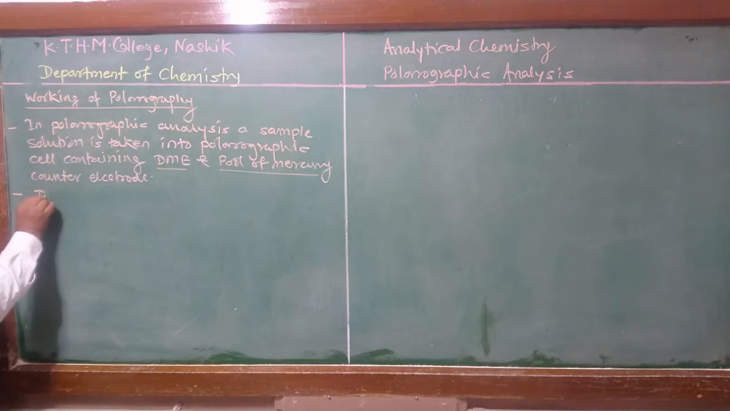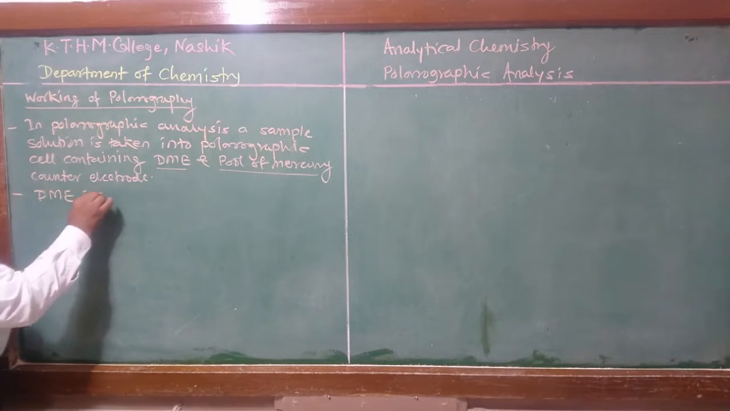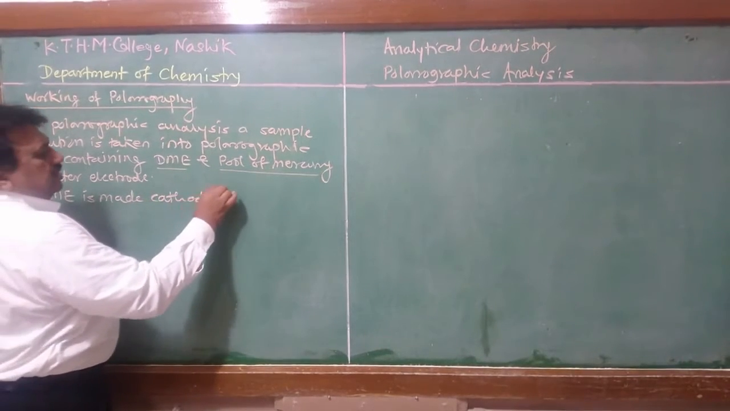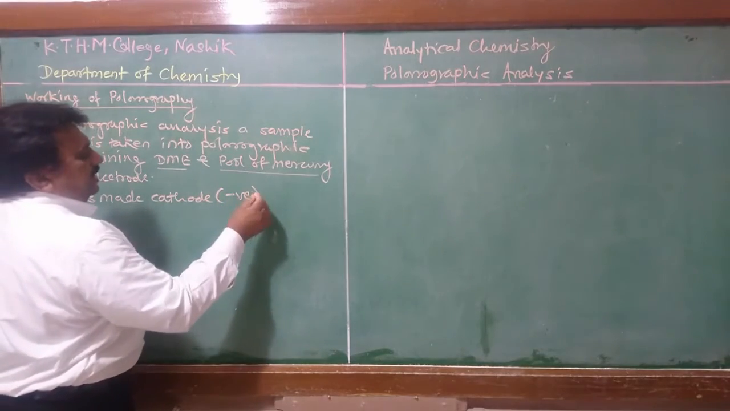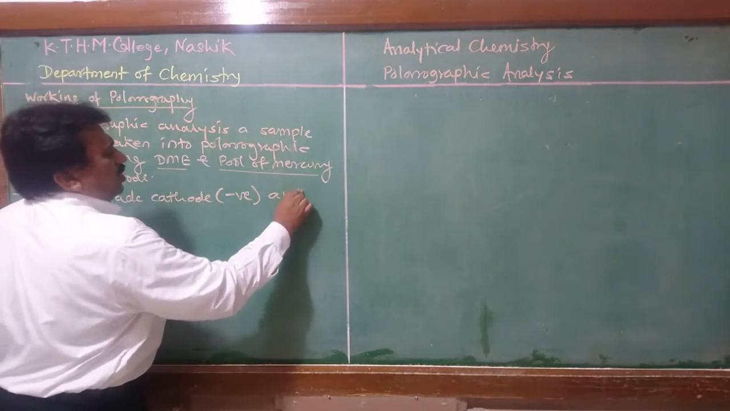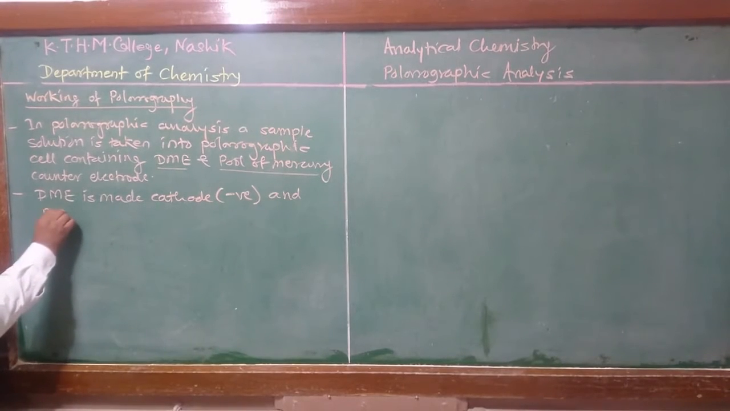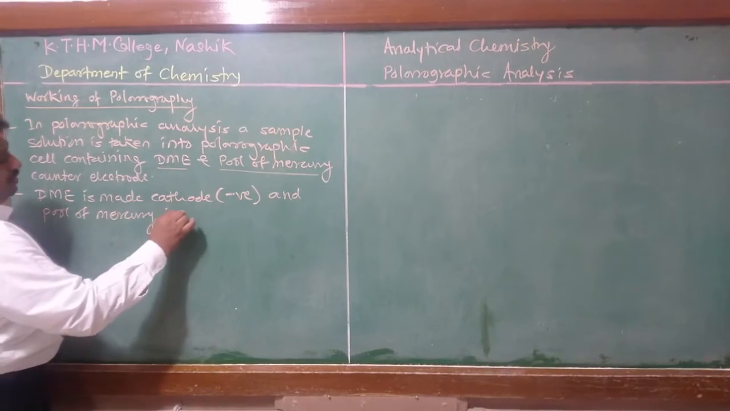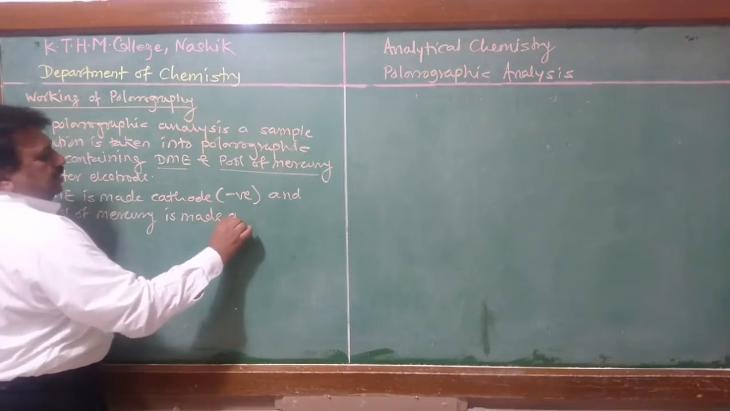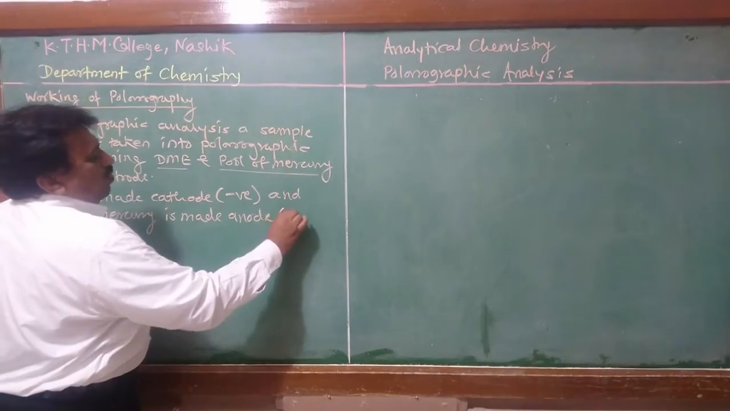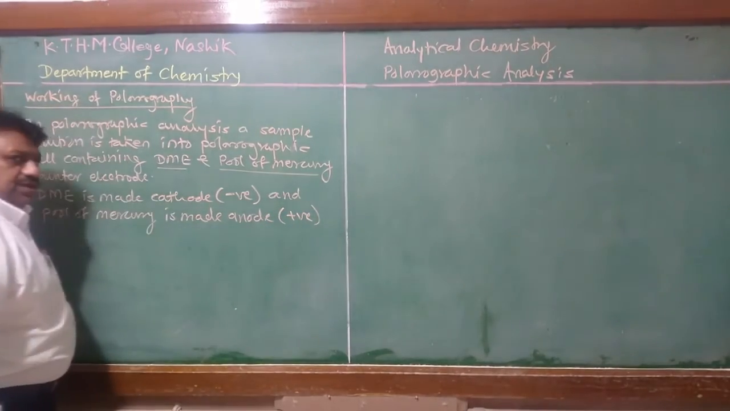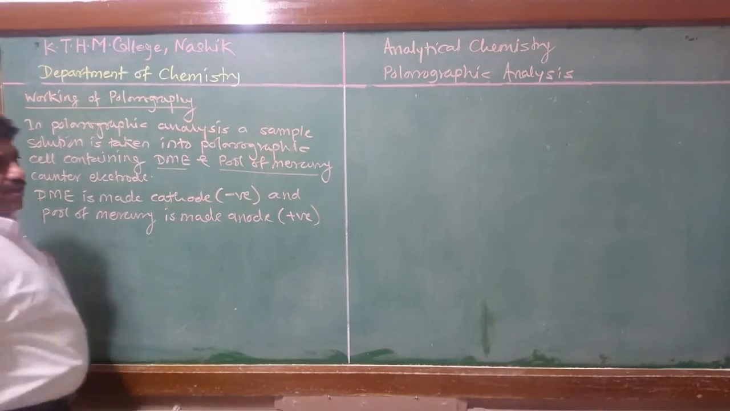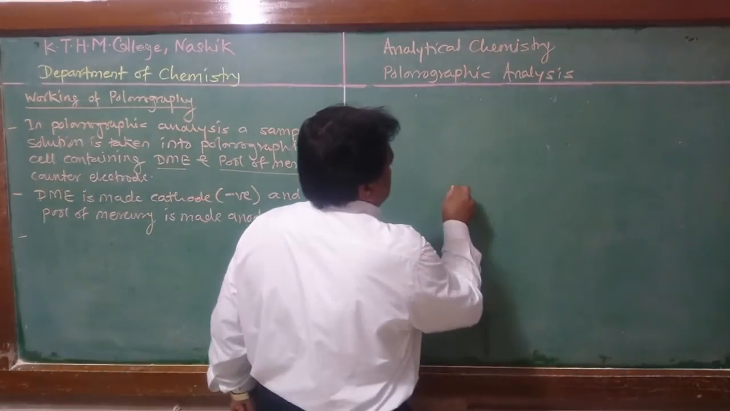In this case, DME is made the cathode, which means the negative terminal of the battery is attached, and the pool of mercury is made the anode, that is, a positive charge is connected to the anode. Now here we can represent this polarographic cell.